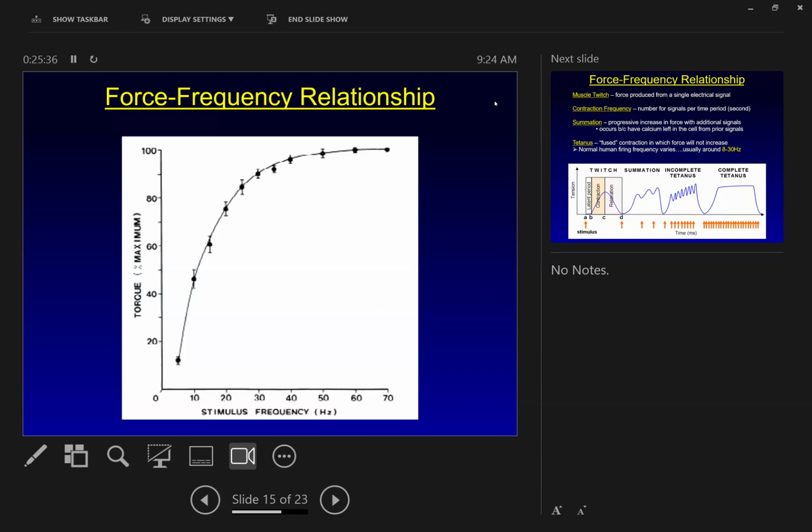So if I drew that out, I'm going to redraw this relationship, okay? Oh, didn't do that right. Okay. It would look something like this. Slow twitch fiber reaches peak at a lower firing rate than a fast twitch fiber does. Okay? Because the SERCA works better.